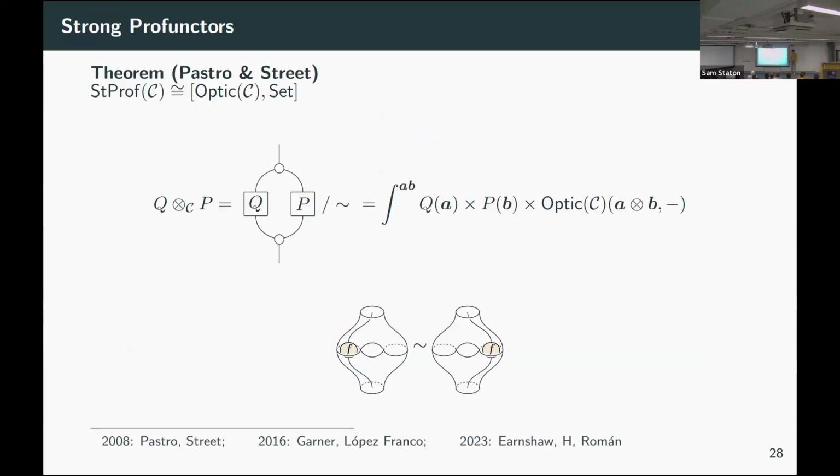For those who are interested in this tensor product, what's going on here is that this category of strong endoprofunctors is actually the presheaf category of this optics thing that I mentioned earlier. And in fact, this tensor product is exactly Day convolution over a tensor product that lives in here.